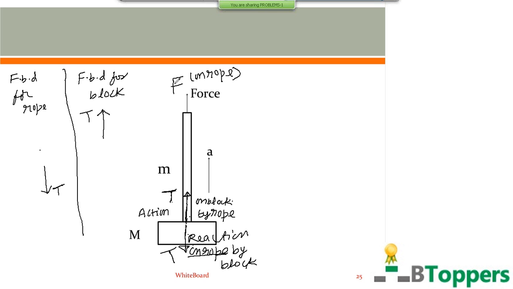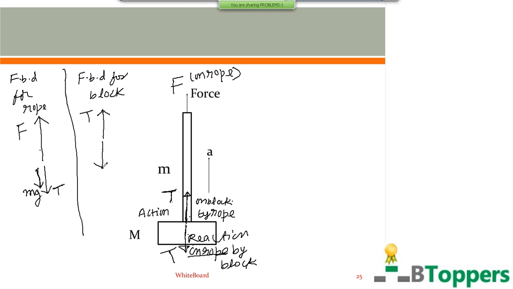Now this F is the pulling force applied on the top end of the rope by an external agent, so it can be shown in the free body diagram for the rope. Then another force acting on the rope is its weight. The weight of the rope is the gravitational force on rope by the earth, which acts vertically downwards from the center of gravity of the rope.